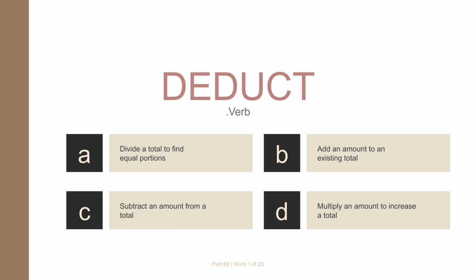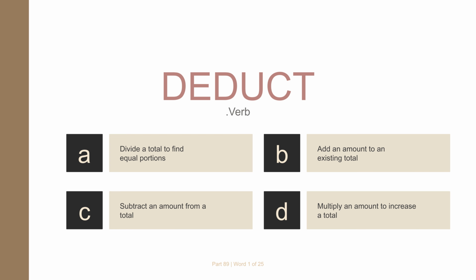What is the meaning of deduct? Option A. Divide a total to find equal portions. Option B. Add an amount to an existing total. Option C. Subtract an amount from a total. Option D. Multiply an amount to increase a total.